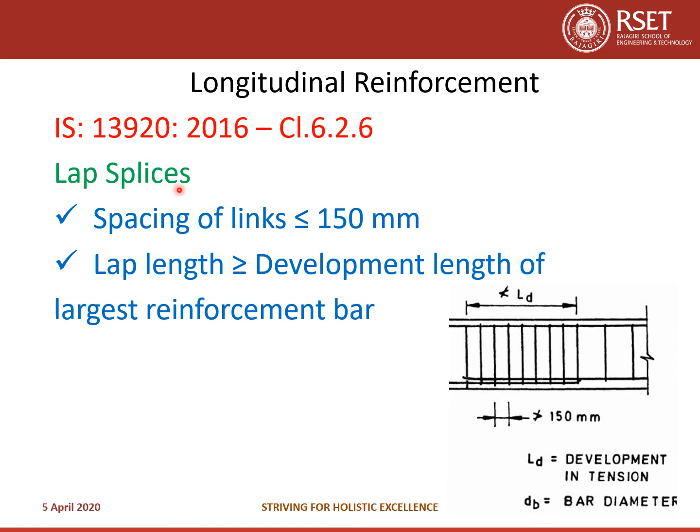Criteria for lap splices is given in IS 13920-2016 Clause 6.2.6. If the longitudinal bars are lapped, closed links should be provided in that region. The spacing of these links at the lap region should not be greater than 150 mm. Then the lap length of the reinforcement bar should be greater than the development length of the largest longitudinal reinforcement bar in tension.